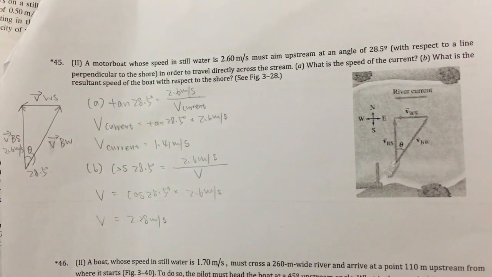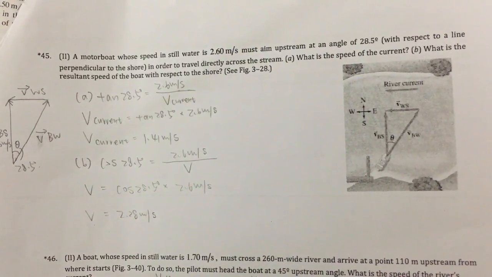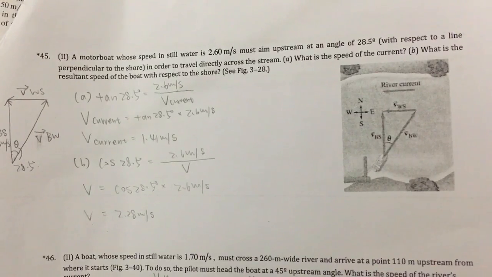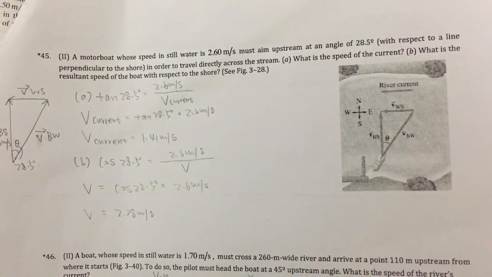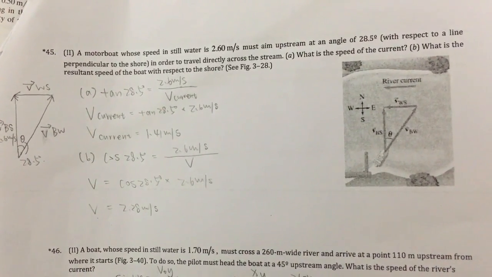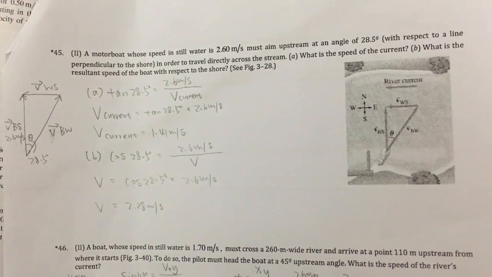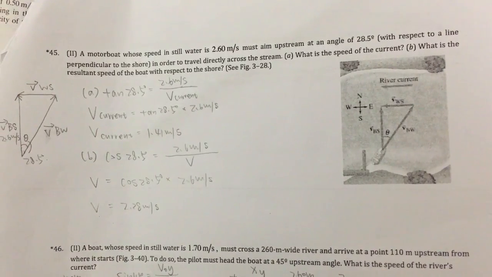A motorboat whose speed in still water is 2.6 meters per second must aim upstream at an angle of 28.5 degrees in order to travel directly across the stream. So the first question is, what is the speed of the current? The second question is, what is the resultant speed of the boat with respect to the shore?